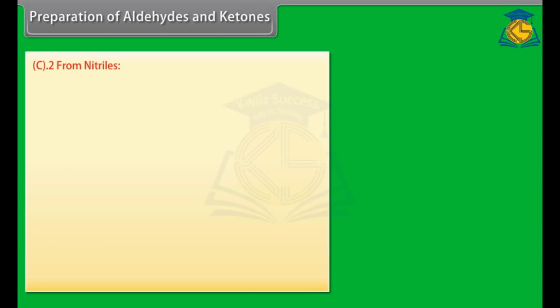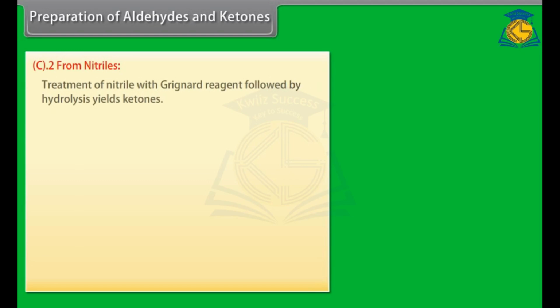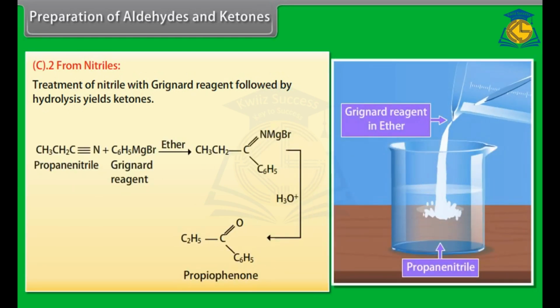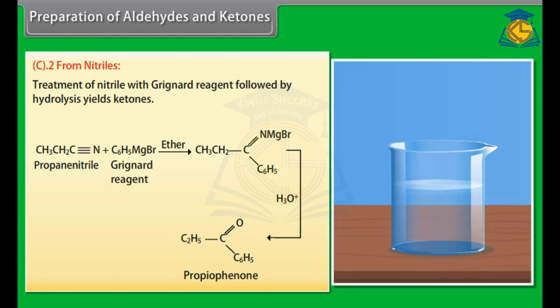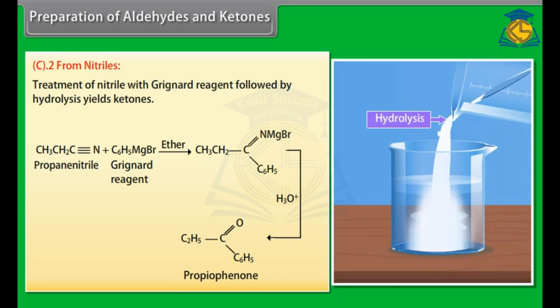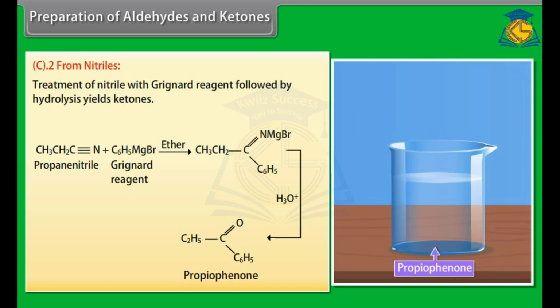Preparation of aldehydes and ketones from nitriles. Treatment of nitrile with Grignard reagent followed by hydrolysis yields ketones. Grignard reagent in ether reacts with benzonitrile, forms an intermediate, and upon hydrolysis it gives propiophenone.